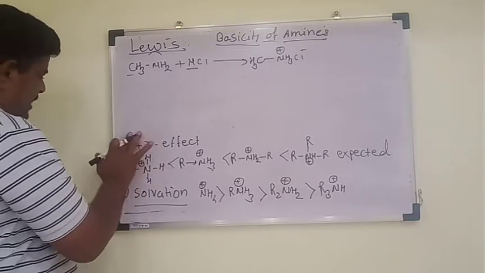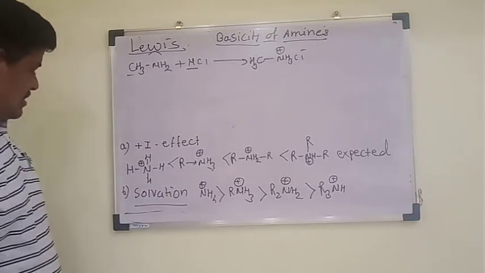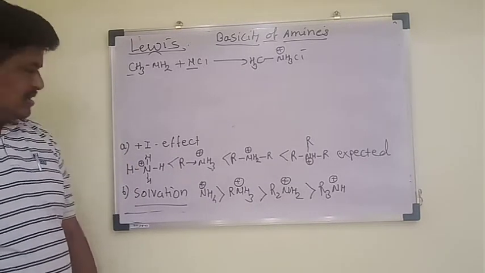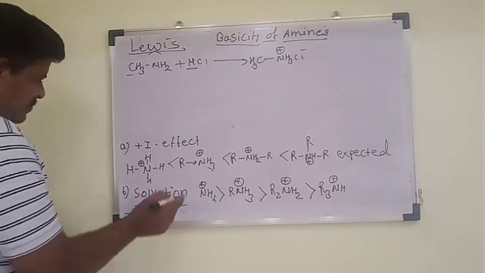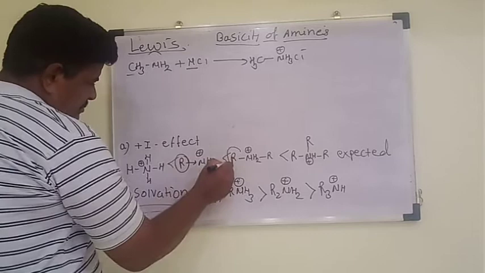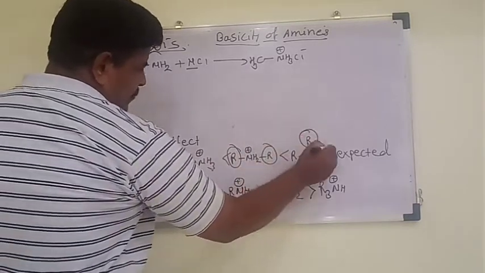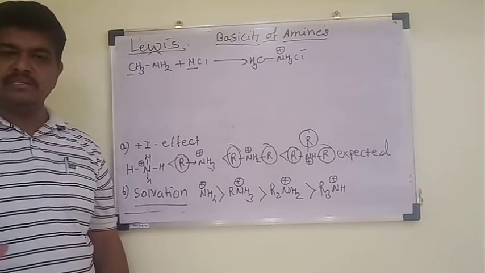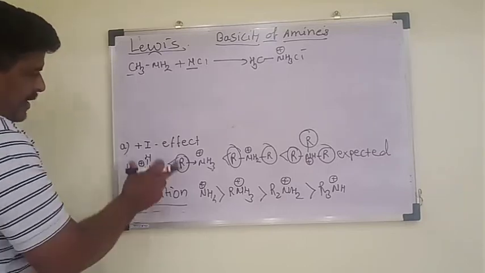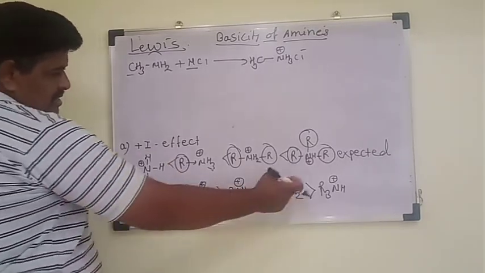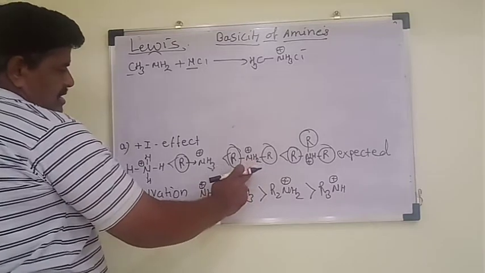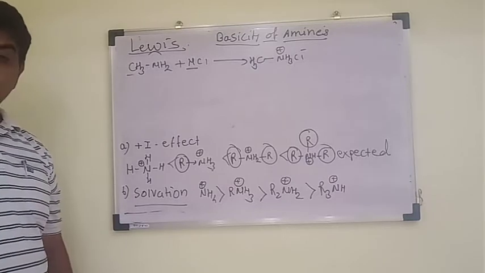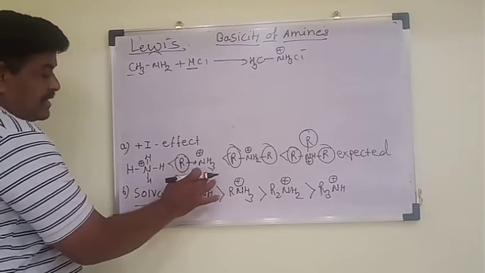First one is plus I inductive effect. As you learned, as plus I inductive effect increases, basicity increases. If we consider this, the R group exerts plus I inductive effect, and therefore if the magnitude of the R group increases, then basicity increases. So the expected order of basicity is tertiary amine is more basic than secondary amine, which is more basic than primary amine, which is more basic than ammonia, and this basicity is expressed in terms of the conjugate acid.